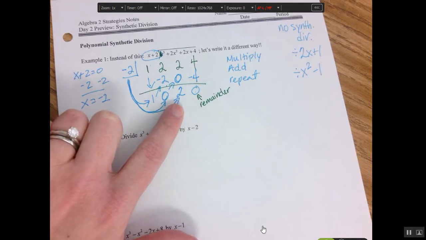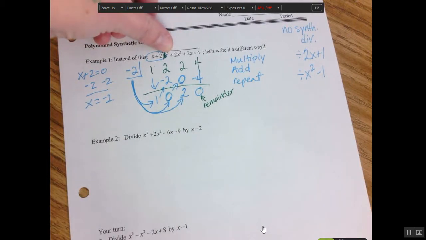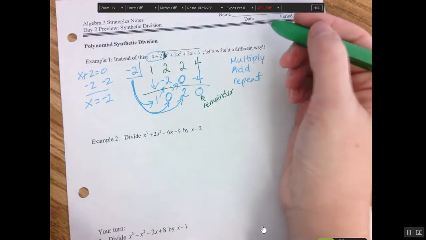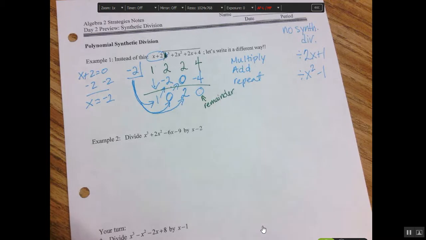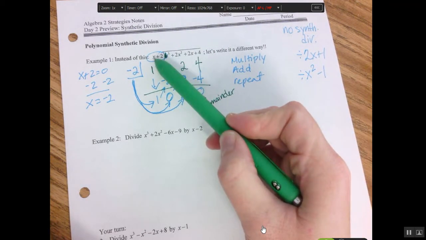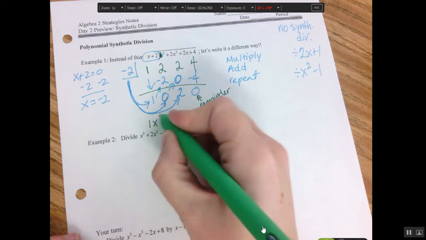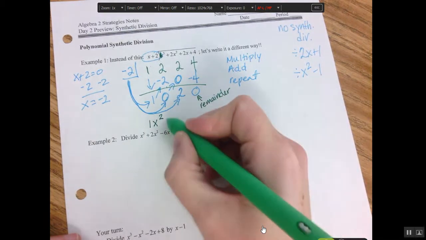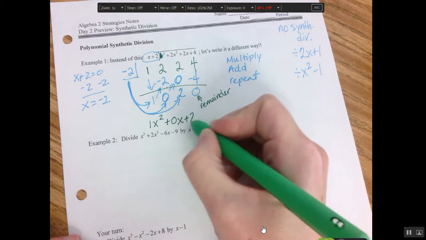So what you want to do is write out your polynomial answer. If we start with x to the 3 and we're dividing by a first degree polynomial, what would be the degree of our answer? 2. Yeah. So in our answer, this was x to the third, but it became smaller because we divided it by x to the 1. So our answer starts with x to the 2. So this would be 1x squared. That's 0x. And then that's plus 2.